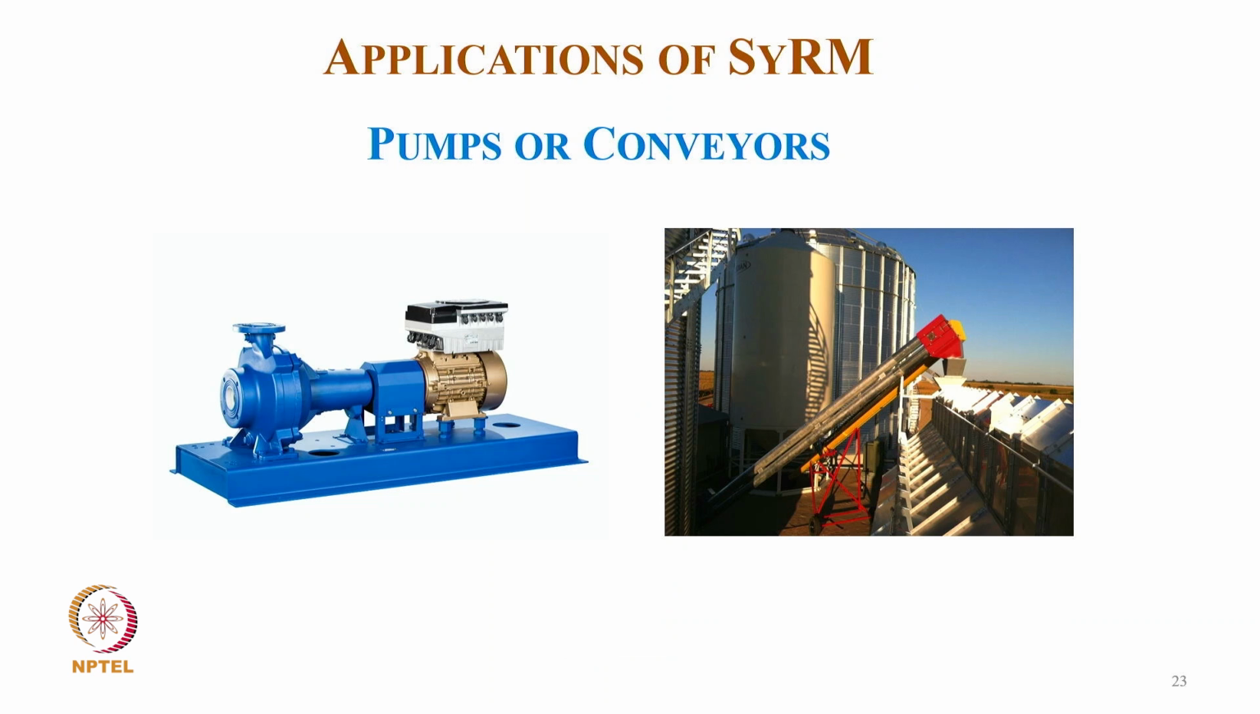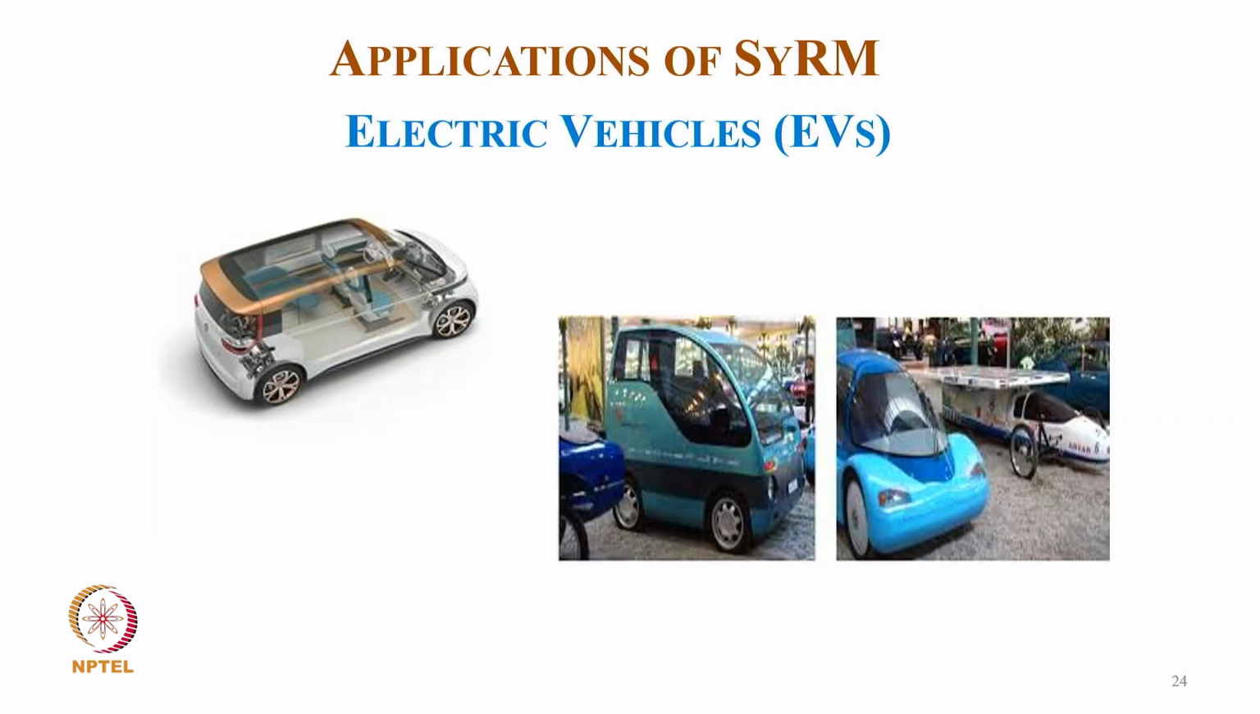Then the pumps and conveyors. In pumps it is very popular. People are even replacing the induction motor with this synchronous reluctance motor, because with proper design it increases the efficiency by 4 to 5%, and the payback is hardly a couple of years, even when investing in a new motor of this kind in these applications. The electric vehicle also, because it's a brushless motor, has a higher efficiency than an induction motor, and there is no danger of the magnets demagnetizing, so it's becoming popular for electric vehicles also.